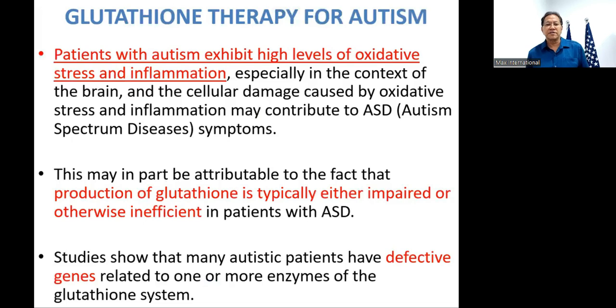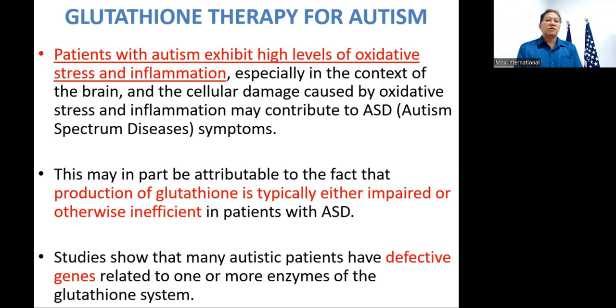Okay, now we move to autism. Patients with autism or ASD, autism spectrum disorders, especially in the context of the brain and the cellular damage caused by oxidative stress and inflammation, may contribute to ASD symptoms. This may in part be attributable to the fact that production of glutathione is typically either impaired or otherwise inefficient in patients with ASD.